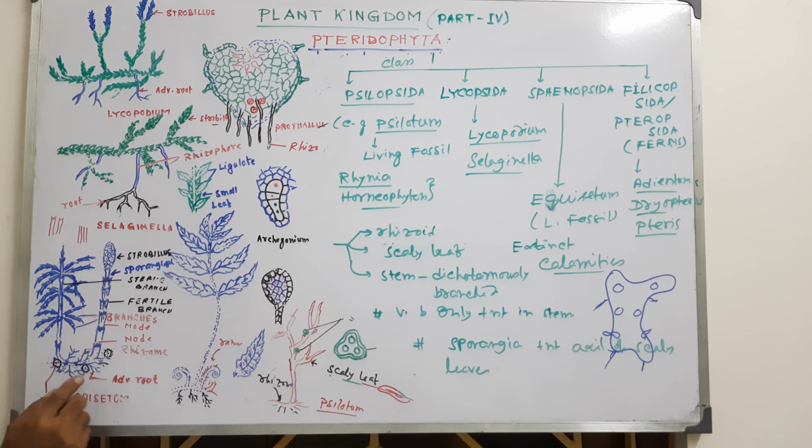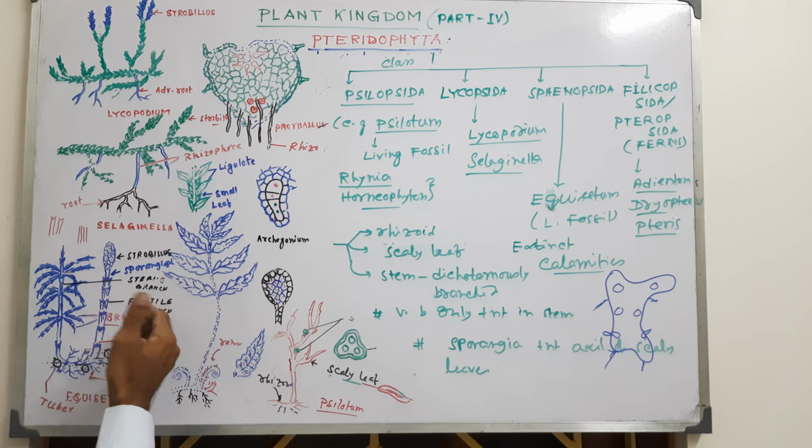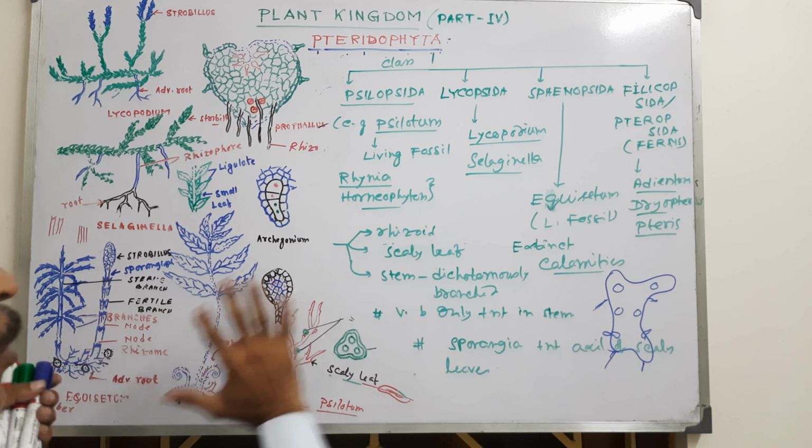Okay, and their roots are adventitious, and sometimes, look here, they produce tubers which act as vegetative propagules. And about their gametophytic body, fertilization is in all cases.